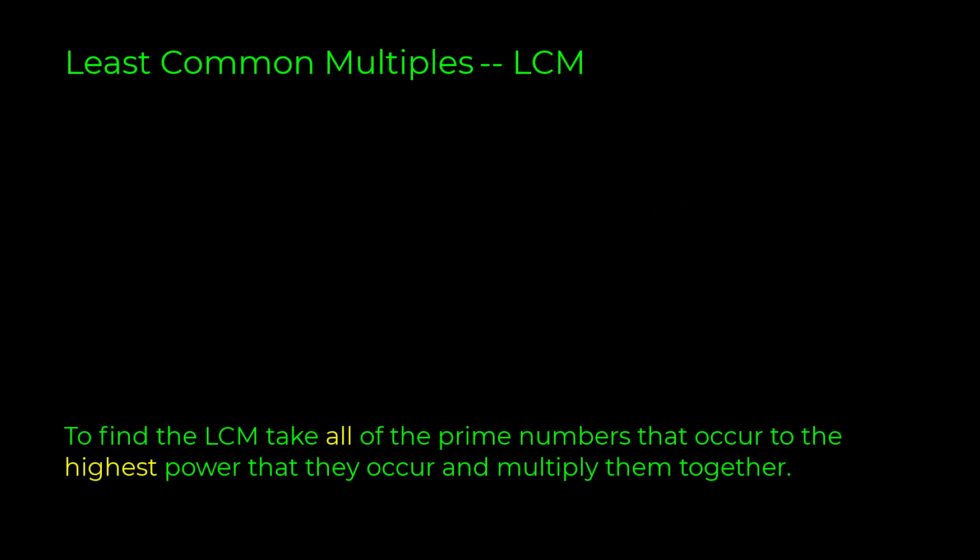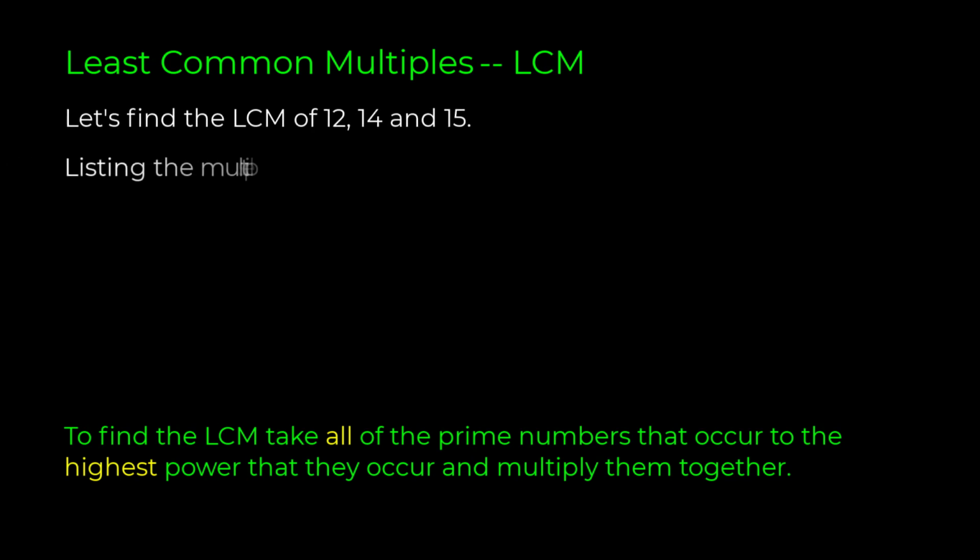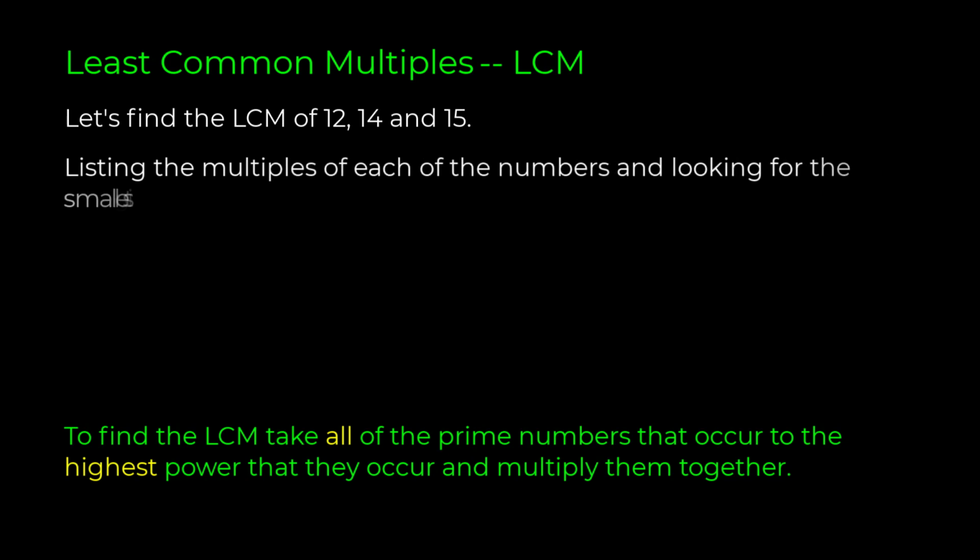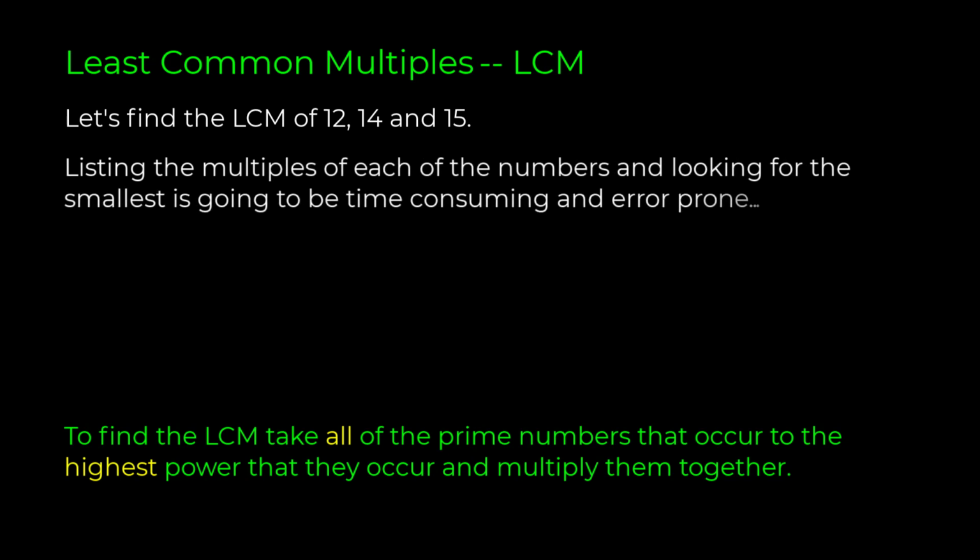Let's try another problem. What is the least common multiple of 12, 14, and 15? I guarantee you that writing out the multiples of these numbers to look for common multiples is going to take a lot of time and is an error-prone process. So let's use prime factoring.